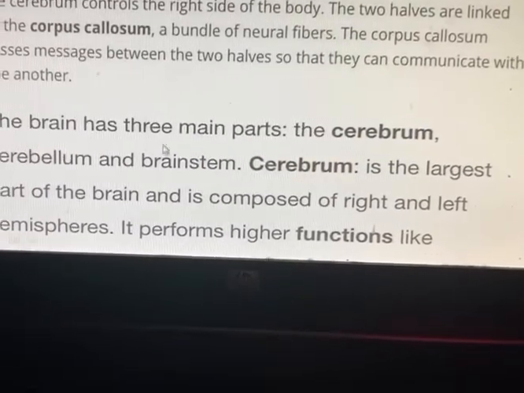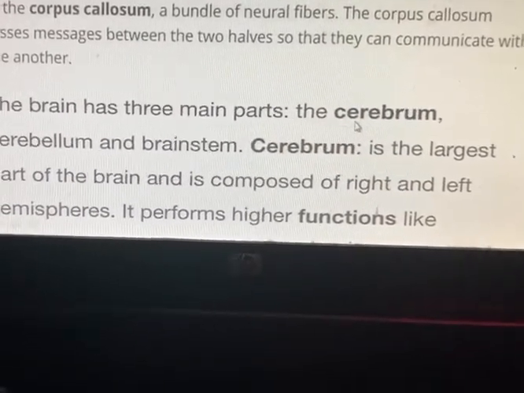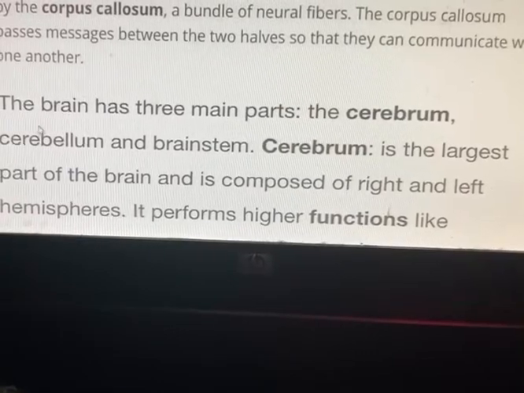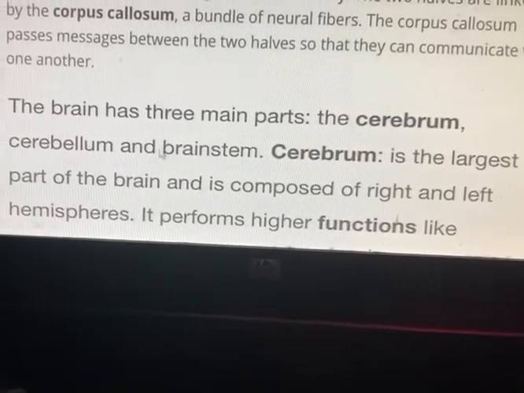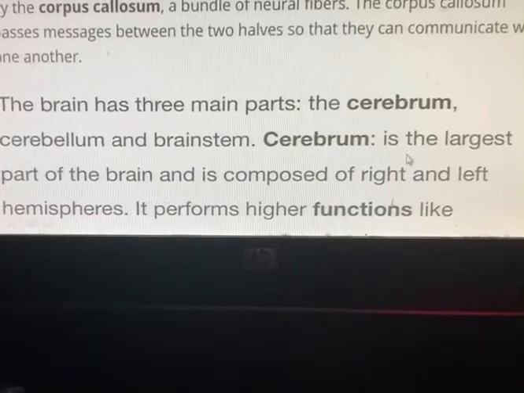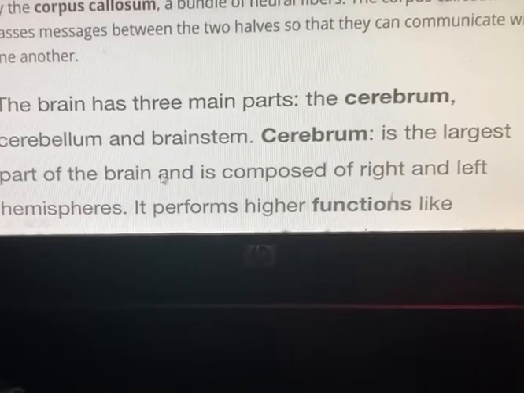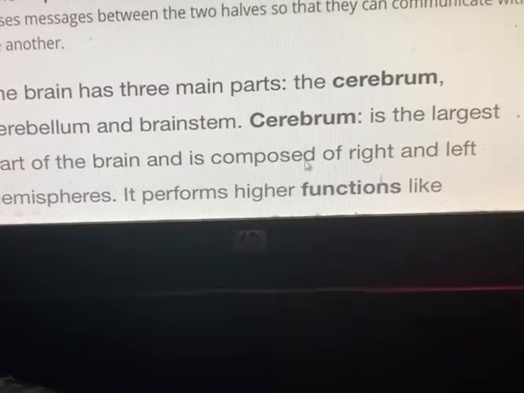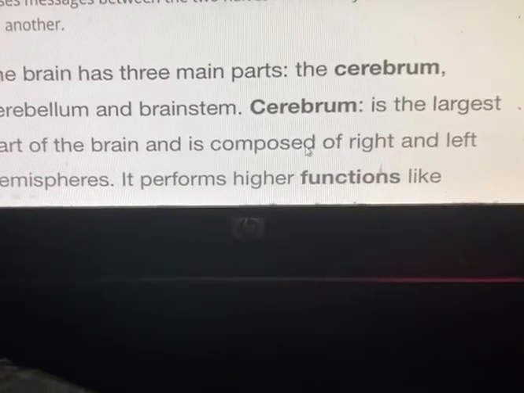The brain has 3 main parts. We know the cerebrum, the cerebellum, and the brain stem or the midbrain. The cerebrum is the largest part of the brain and is composed of right and left hemispheres.